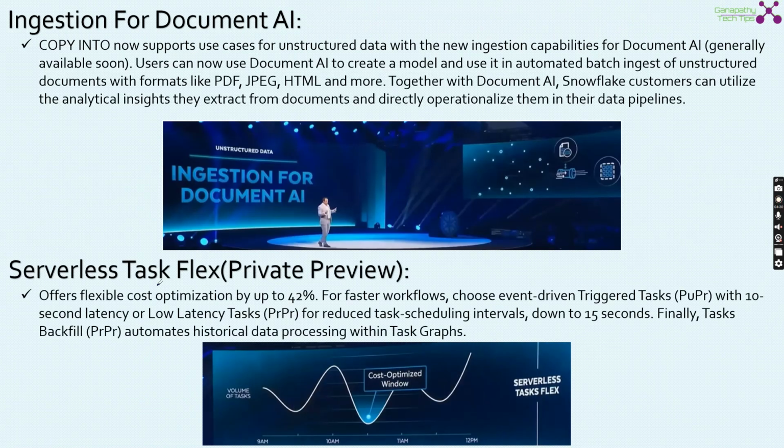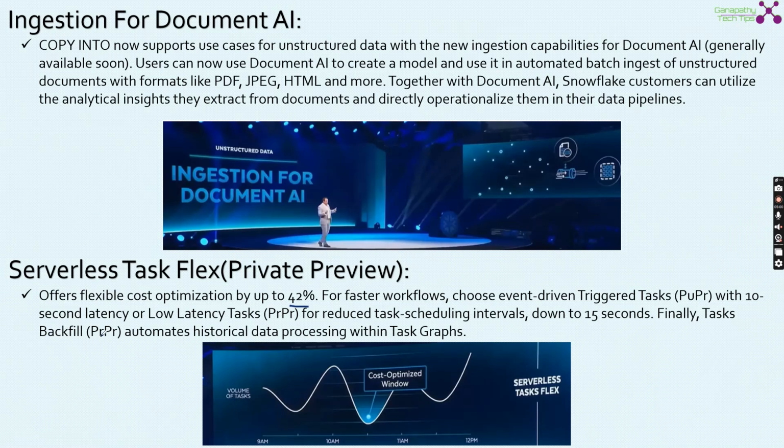And then the serverless task flex, which is in private preview right now. This offers cost-based performance, meaning Snowflake is claiming it will reduce your cost by up to 42%. For faster workflows, choose event-driven triggered tasks, which are in public preview with 10-second latency, or low-latency tasks, which are in private preview, for reduced task scheduling intervals down to 15 seconds.